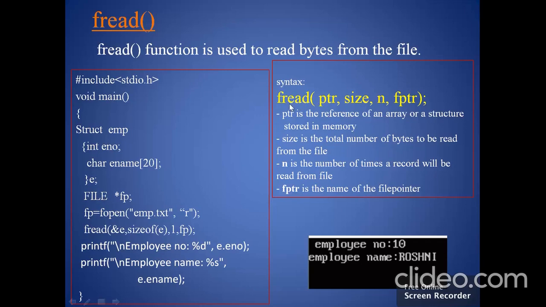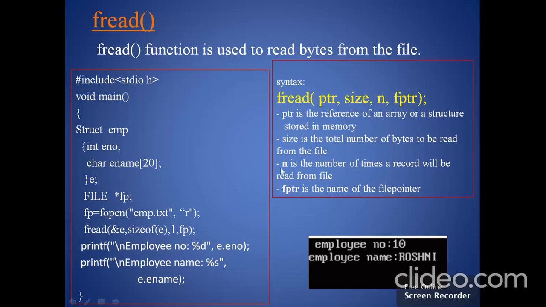So consider the syntax, that is fread. Inside the bracket we'll have ptr, comma, size, comma, n, comma, fptr. At last we will have a semicolon. Here ptr is the reference of an array or a structure stored in the memory. Then we will have size. Size is the total number of bytes to be read from the file.